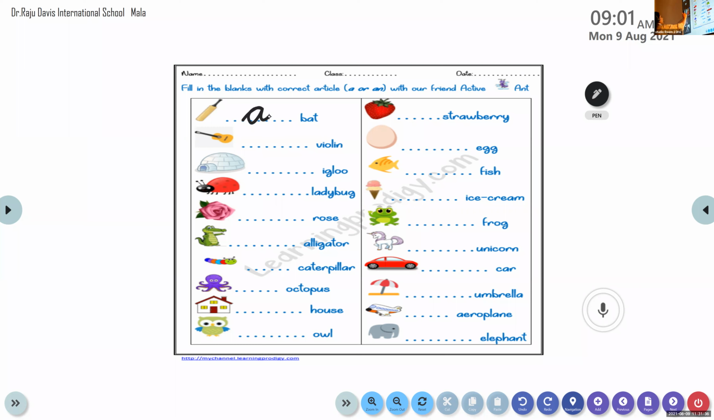Very good. Anav, come on. Anav, can you unmute it? Yes, let's move on to the next word. Read the word. Anav is not there.